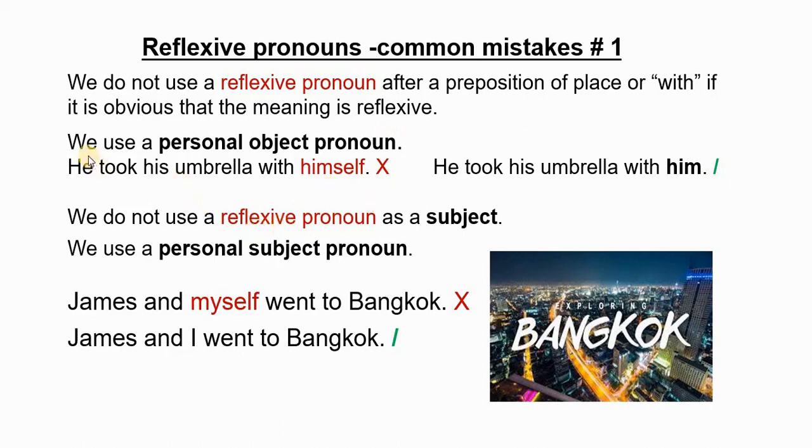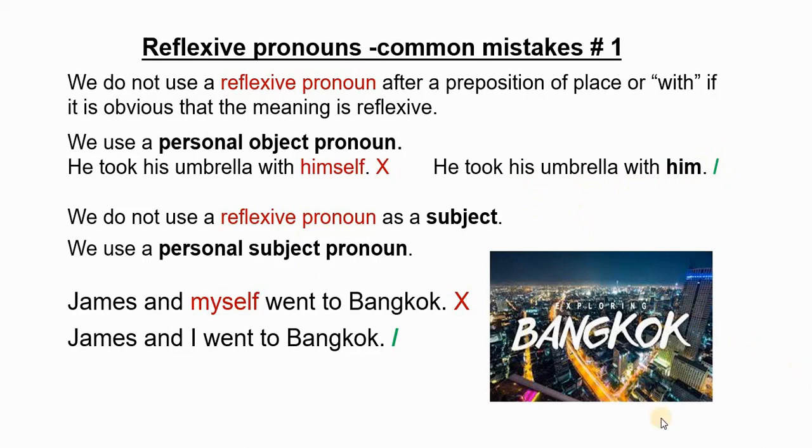Instead, we use a personal object pronoun. Example: he took his umbrella with himself. This is wrong. He took his umbrella with him. This is correct. Okay?